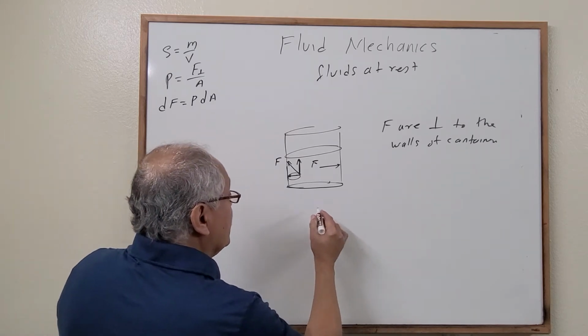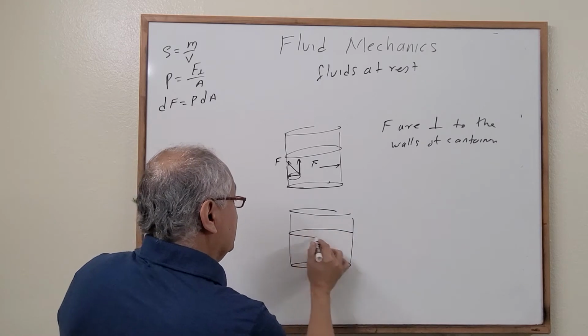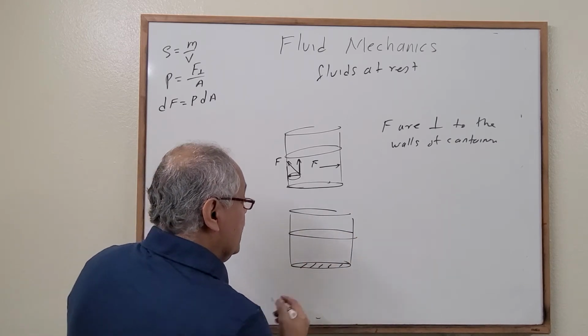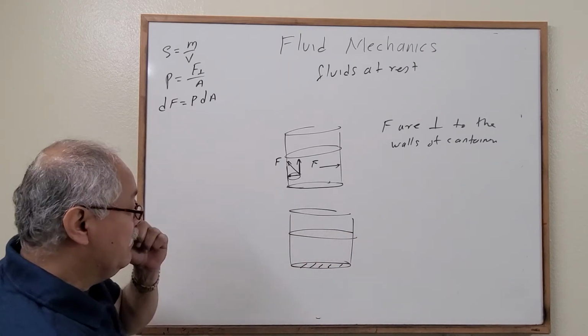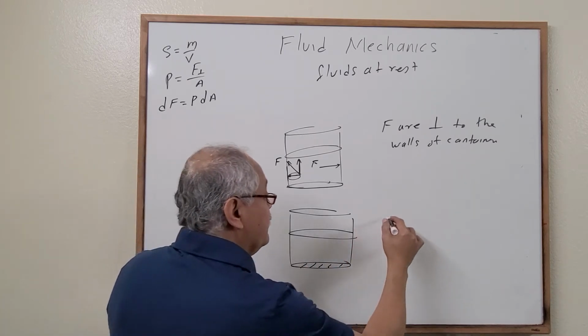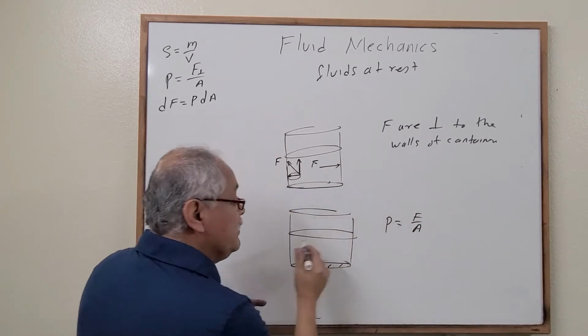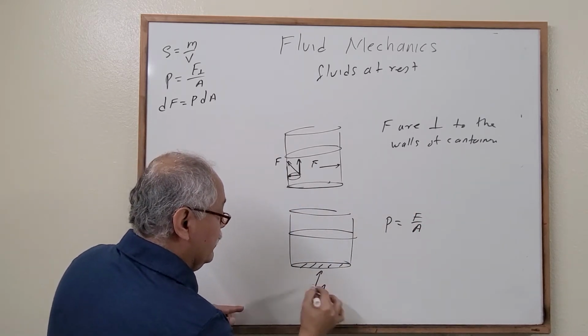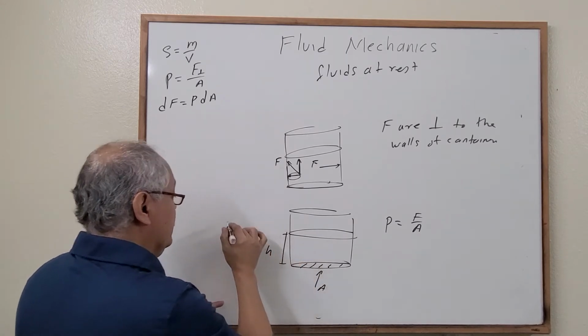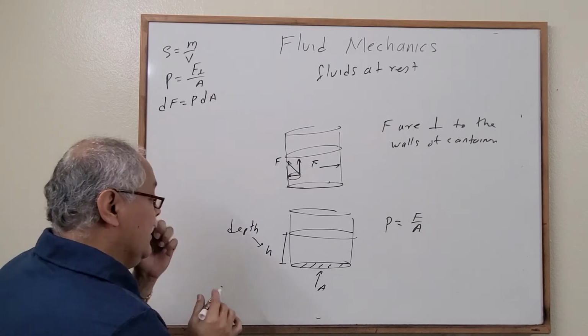What about the case when we're looking at the same container right here? Now we're looking for the pressure on the bottom. How can we find that pressure? Well, how do we define pressure? Pressure equals force divided by area. What is the force acting on this area? Imagine this is the depth, H.